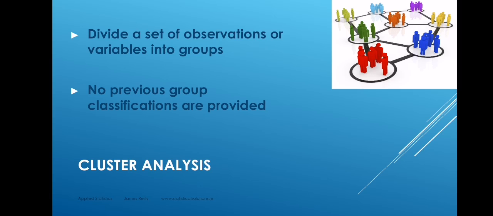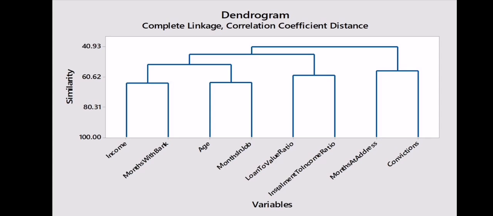Cluster analysis is another multivariate technique. Cluster analysis is used to divide a set of observations or variables into groups when there are no prior groups that are known. So there are no previous group classifications provided. We just have a large data set and all these observations, and we would like to separate these observations into a number of clusters. An example here shows how this is done with a data set consisting of observations made on individuals applying for credit cards. So the credit card scorecard variables, we're going to divide those into groups.